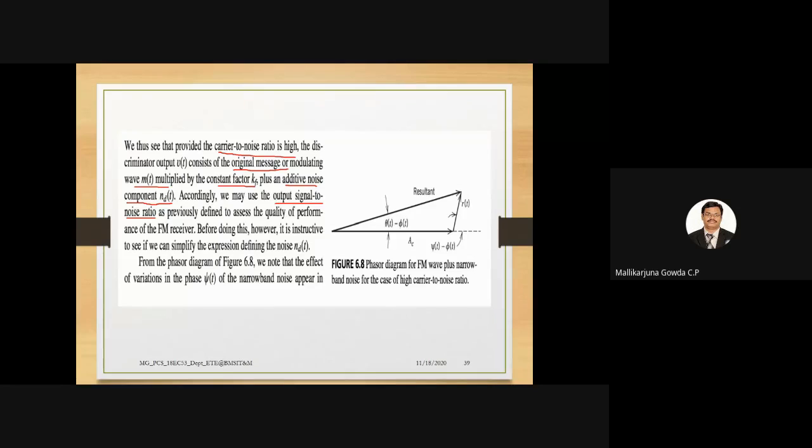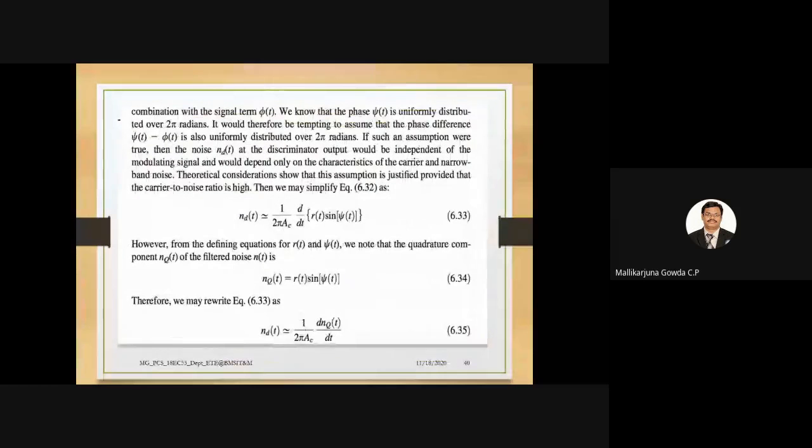Now he is telling us something about the noise component at the output of the discriminator. That will be written as 1 by 2 pi AC, d by dt of r(t) into sine of psi(t). So phi(t) is eliminated. Why we are neglecting phi(t) is that we know the phase psi(t) is uniformly distributed over the interval 2 pi radians.